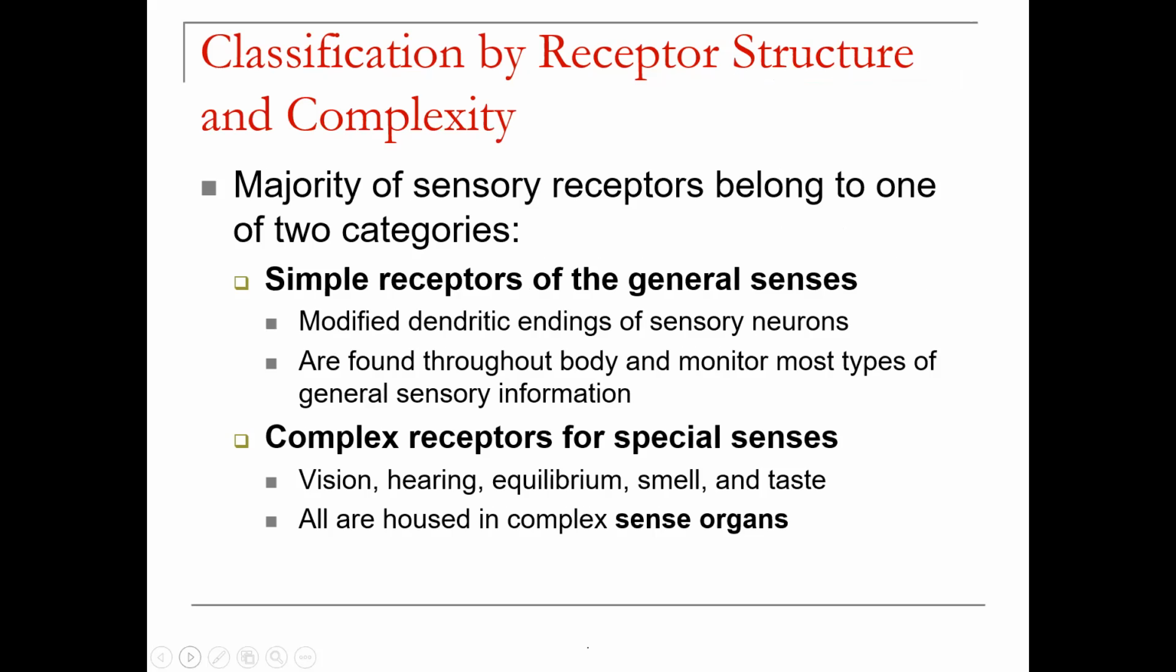Complex receptors are the special senses. We'll talk about them next week. But, again, vision, hearing, balance, smell, and taste. They have very complex sense organs. You can't compare the eyeball to a touch receptor for tactile stimulus. The touch receptor is maybe a free nerve ending, it's just the end of a dendrite. The eyeball is a very sophisticated and complex structure. So the special senses are all located in the head and nowhere else.